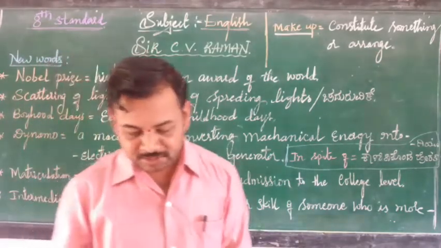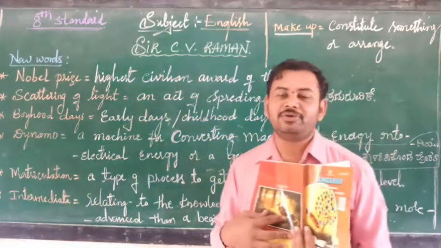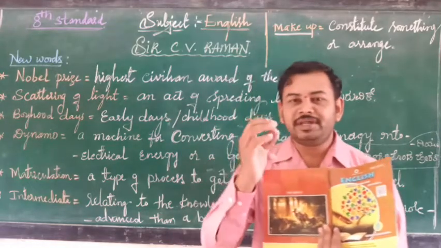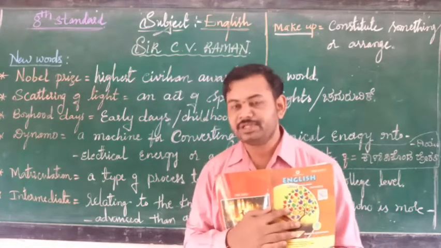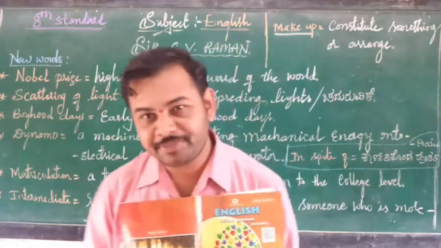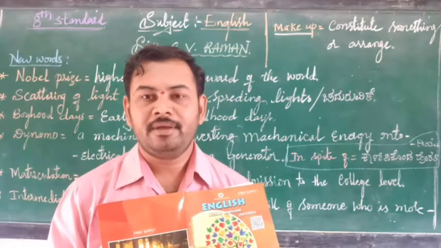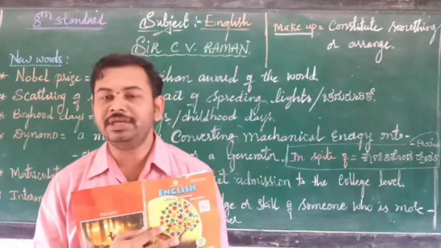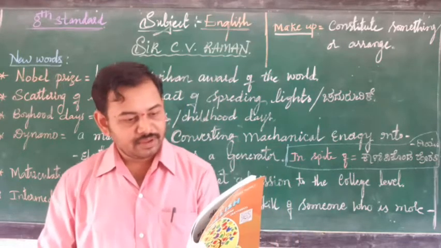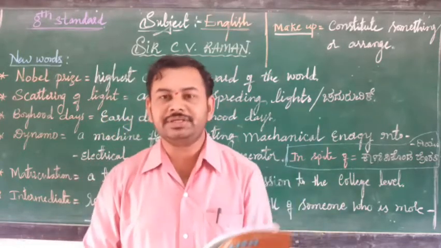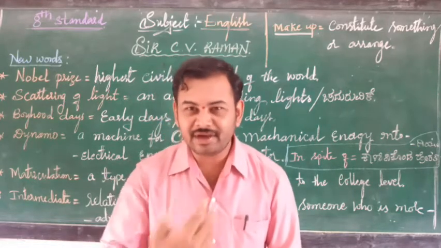Now, coming to the explanation of the lesson. My dear student, now we are going to discuss one of the greatest scientists of the world. He is none other than Sir C V Raman. Got it, my dear student? Sir C V Raman got the Nobel Prize in 1930. Let us see a brief introduction about Sir C V Raman. Sir C V Raman was a great scientist. He discovered scattering of light.